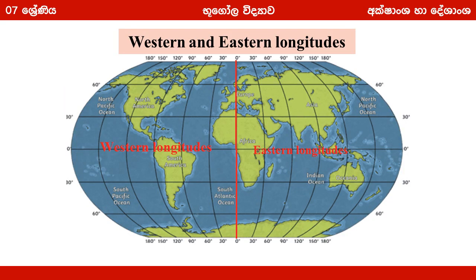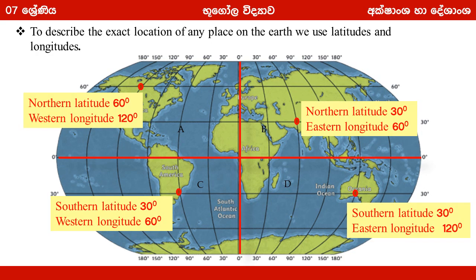The main longitudes, the Greenwich prime meridian and the international date line, divide the globe into two. They are the western and eastern sides. So, to describe the western side, we use the western longitudes, and to describe the eastern side, we use the eastern longitudes. Using the main latitudes and longitudes, we can divide the globe into four parts.